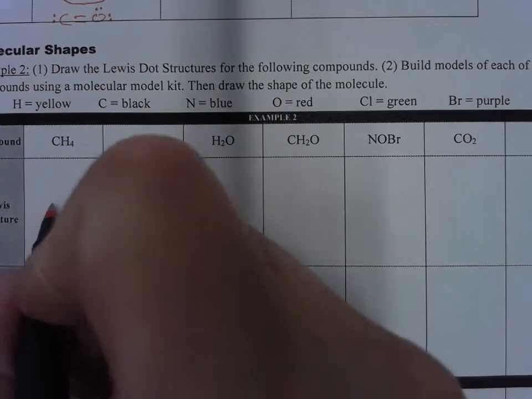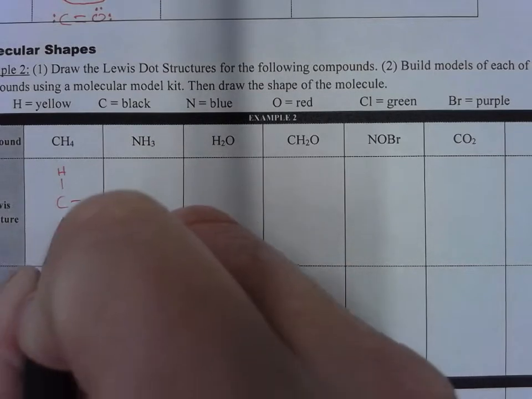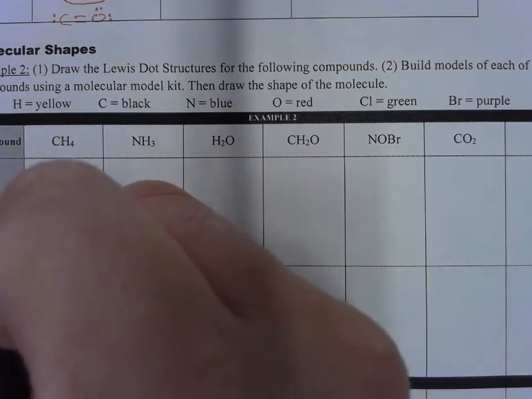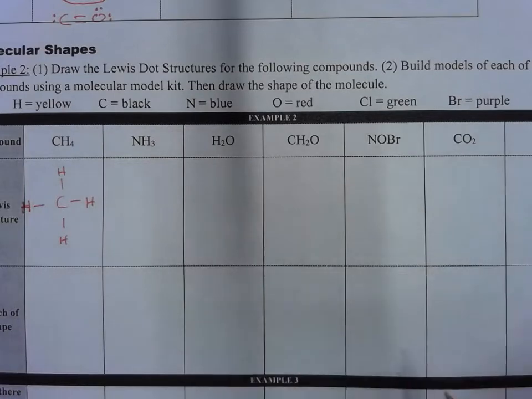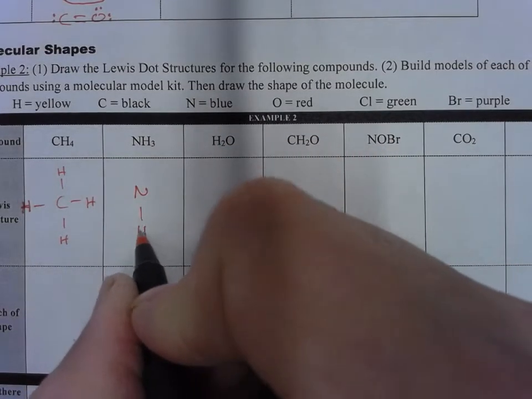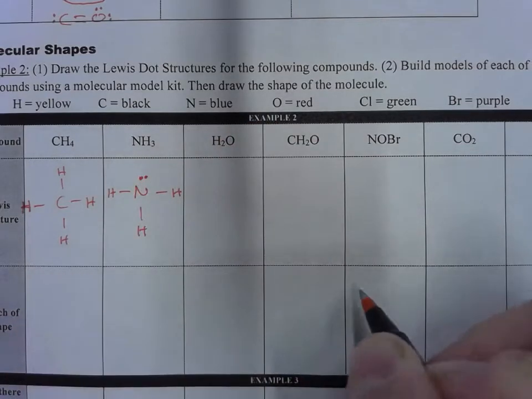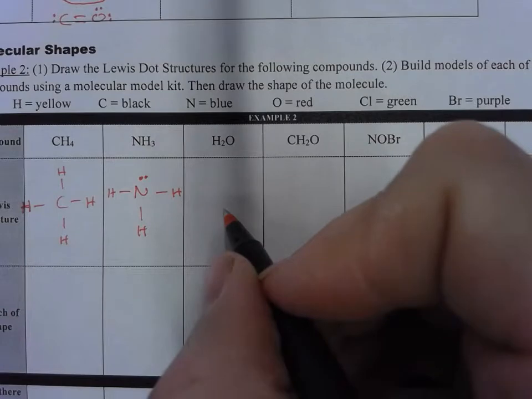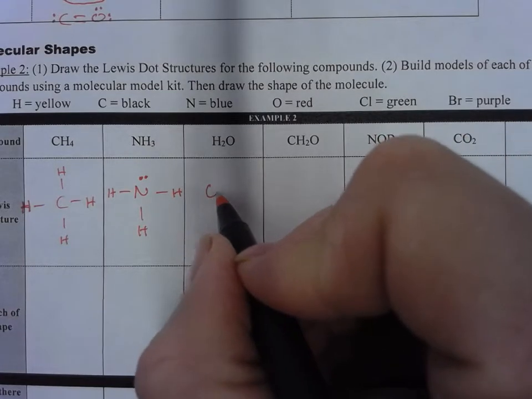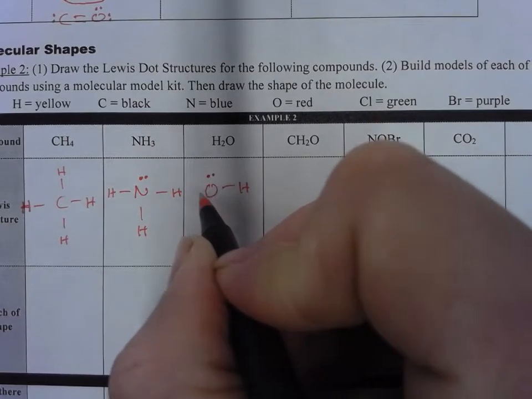CH4 is going to look like this. You've got a C, H4. That's the Lewis structure for CH4. NH3 we know looks like this. NH3. And don't forget that lone pair up top. H2O, we all know what that looks like at this point, I hope. H2O. And you can draw your lone pairs in like so.